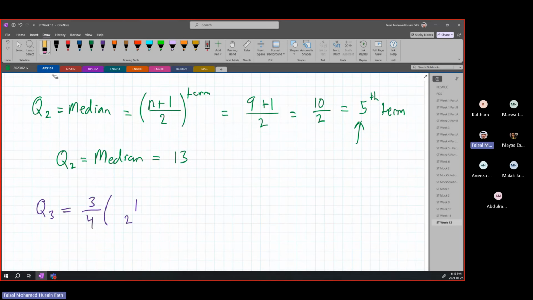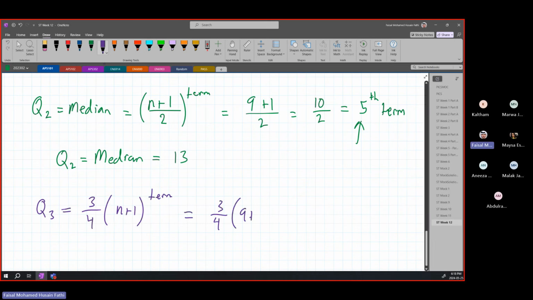Sorry, not over 2, just n plus 1. This is, again, remember our term. This is going to be 3 over 4 into 9 plus 1. So it is equal to 3 over 4 times 10, which is 30 over 4, 15 over 2, 7.5.